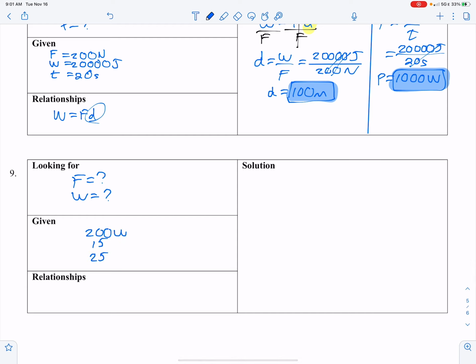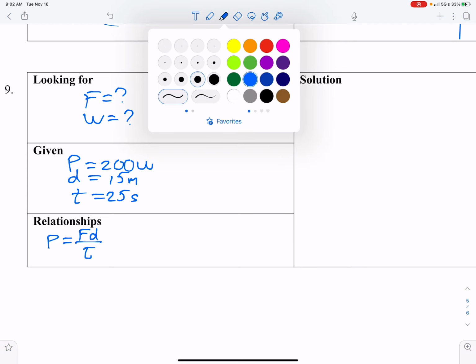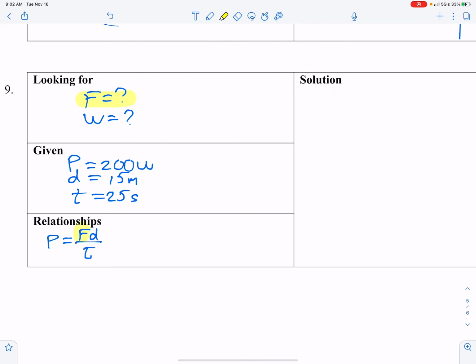Now, look at what you're trying to find here. I'm trying to find force, okay? And I'm given the power, I'm given the distance and time. Well, I have an equation that tells me power equals force times distance over time. And I can use that to solve for force. That's one that I could use. Then I'm trying to find work. Well, once I find the force, work is simply force times distance.